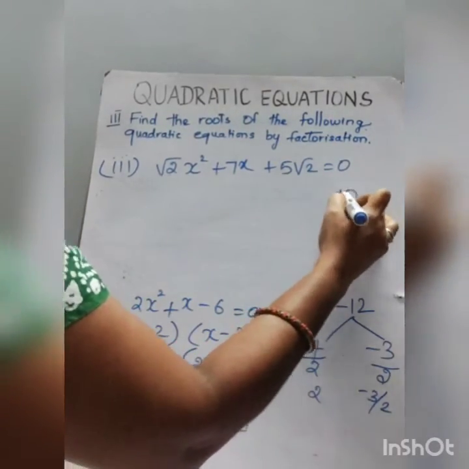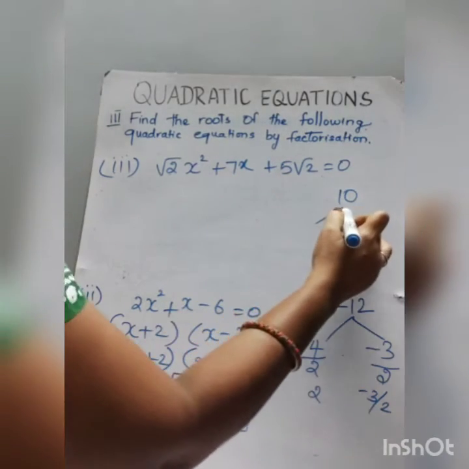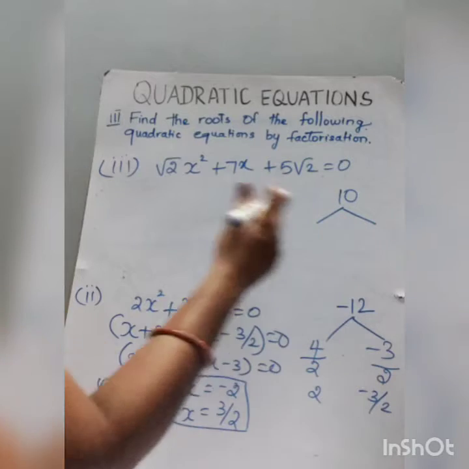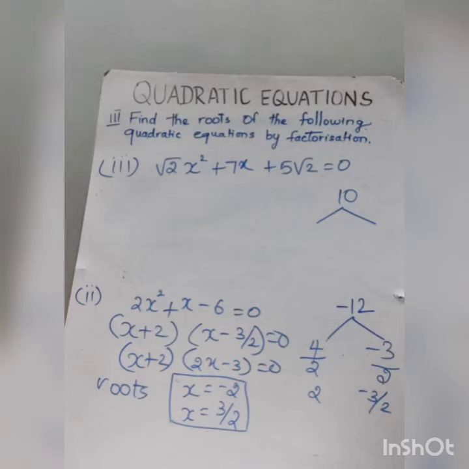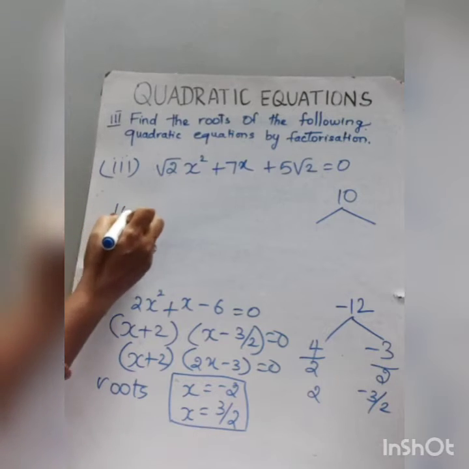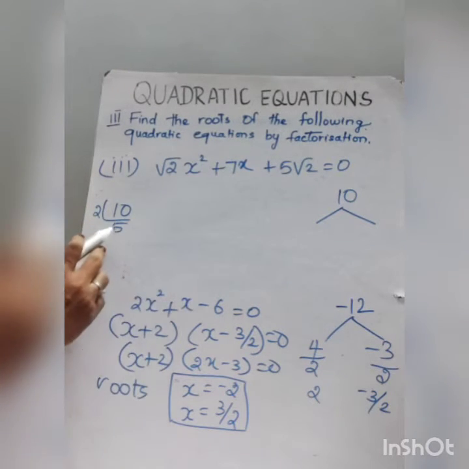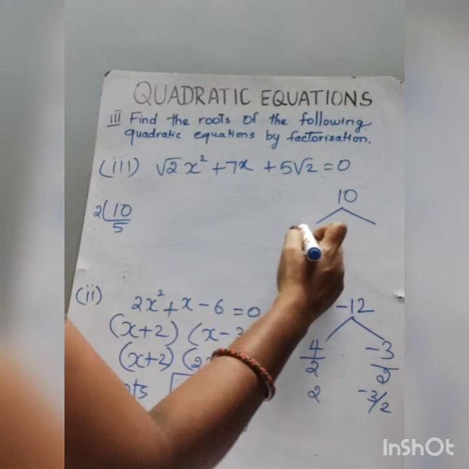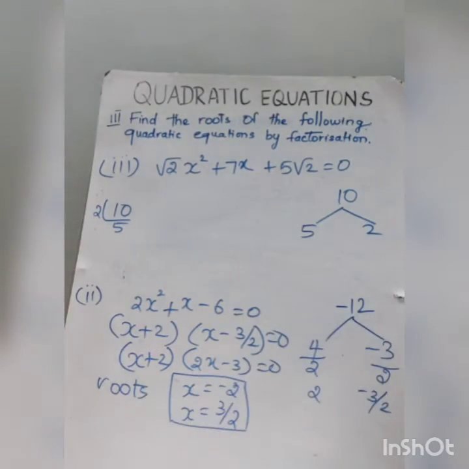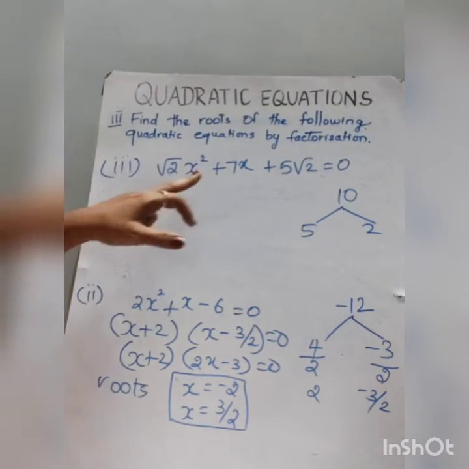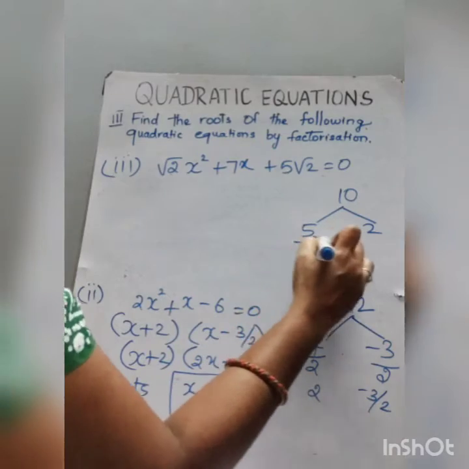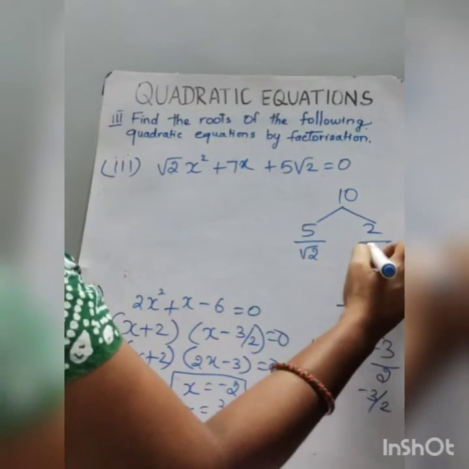So I am going to divide this 10 into two numbers whose sum should be 7 and the product should be 10. Okay, I can factorize this 10. 2 fives are 10. So look here, 5 plus 2 is 7, 5 into 2 is 10. So simply I can take 5 and 2. But the coefficient of x square is root 2, so I should divide the numbers by root 2.